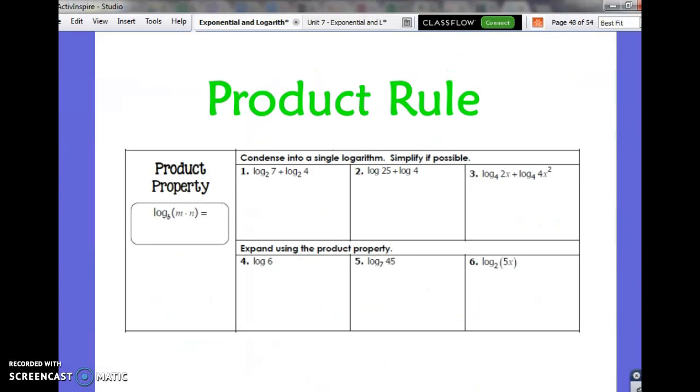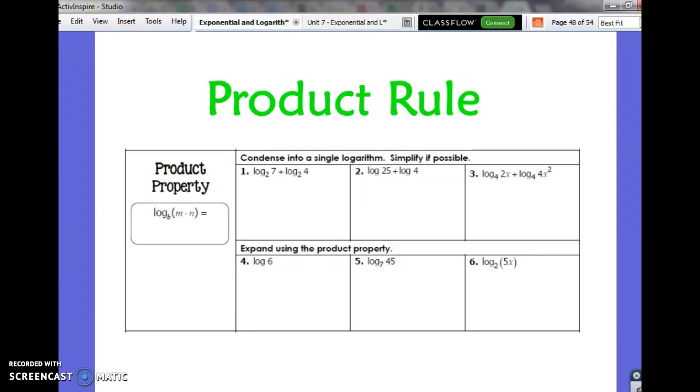The next three properties or rules, if you will, are new to you today. They're on the new piece of paper from today. You use these to expand or condense a logarithm, and you will do some expanding or condensing depending on the situation when we talk about solving logarithmic equations.